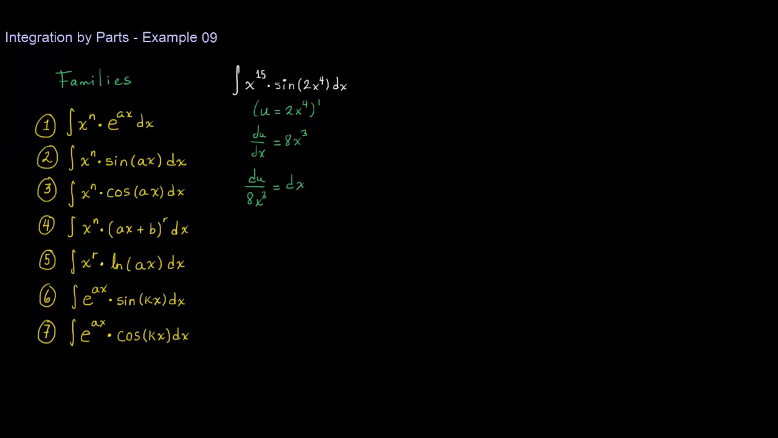Okay, now I'm going to substitute this information in the expression we had at the beginning. So it's going to be this integral, x to the 15 times sine of u, and times what we found to be equal to dx. So it's going to be du over 8 x to the 3rd. Now we can simplify this expression, because this x to the 3rd will simplify with the x to the 15, leaving it to be x to the 12.